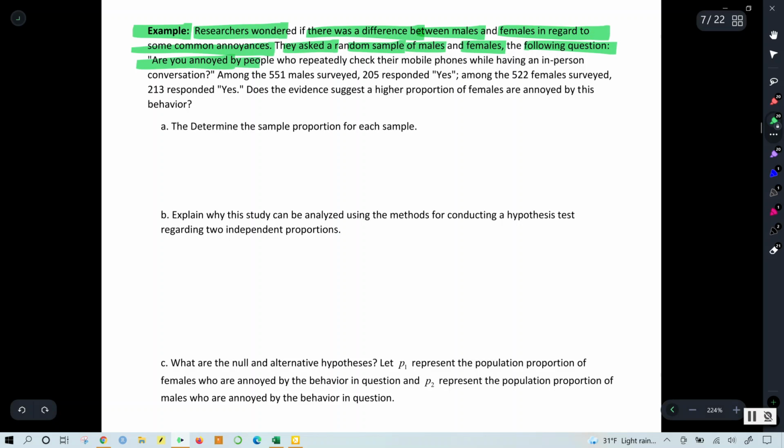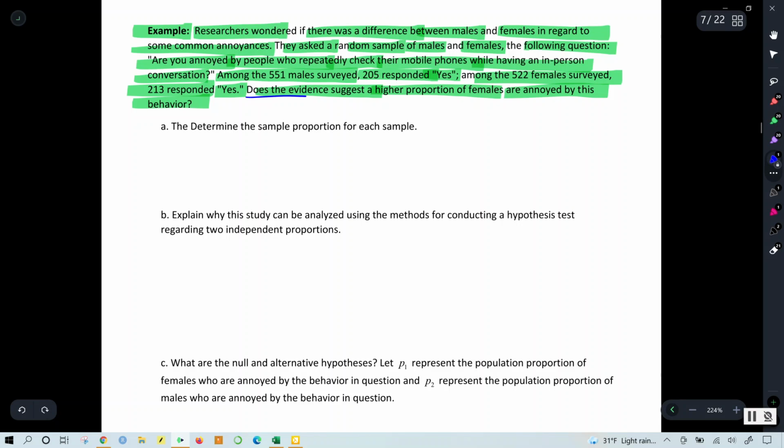Are you annoyed by people who repeatedly check their mobile phones while having an in-person conversation? Among the 551 males surveyed, 205 responded yes. Among the 522 females surveyed, 213 responded yes. Does the evidence suggest a higher proportion of females are annoyed by this behavior?